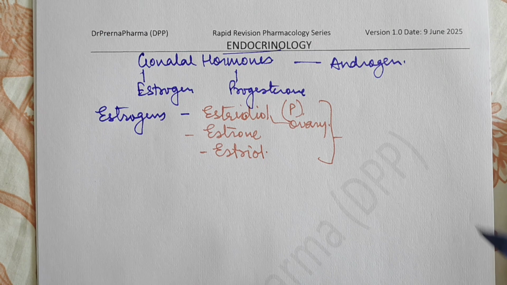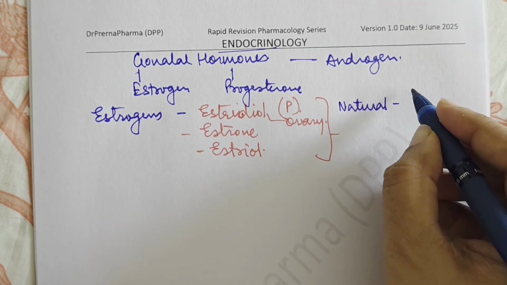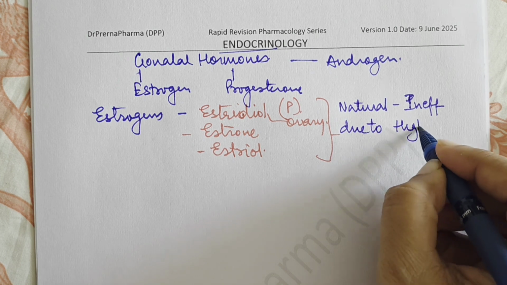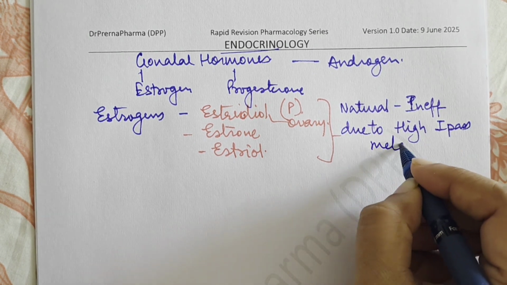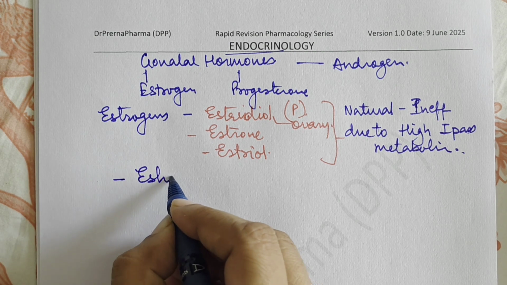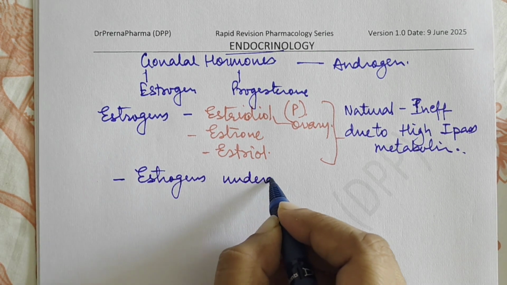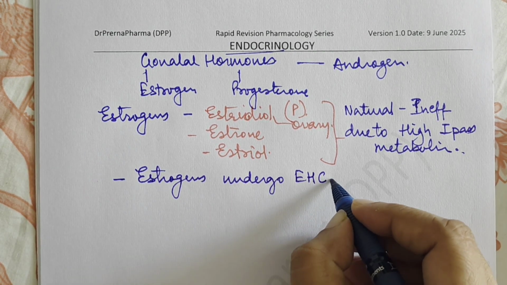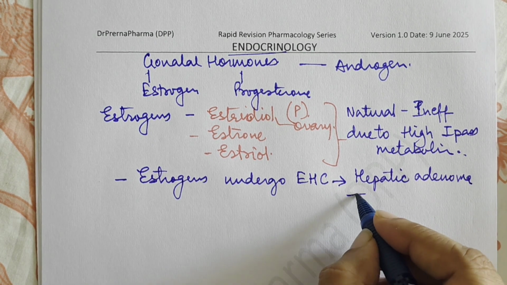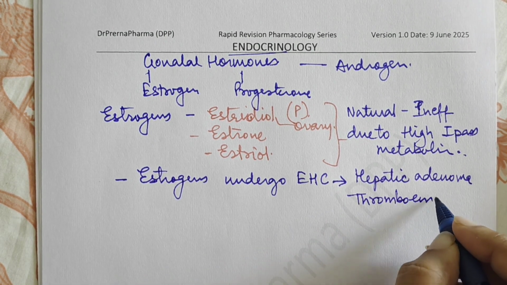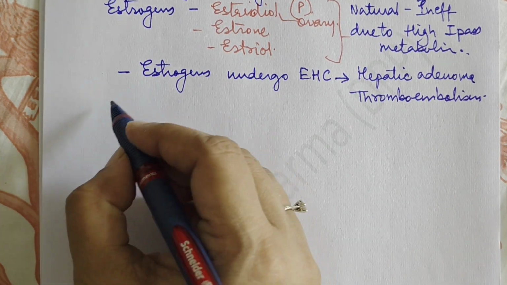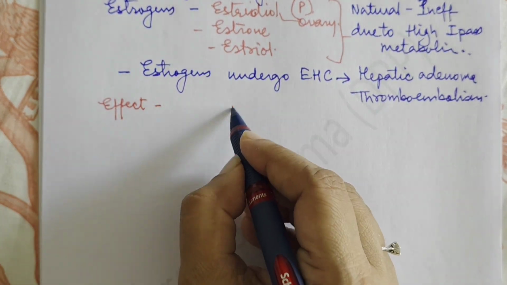Now these are all natural estrogens, and they are ineffective because of high first pass metabolism. So that is why we need to give drugs which are based on them, analogs. Then estrogens also undergo enterohepatic circulation, so they can cause hepatic adenoma, and they can also cause thromboembolism.